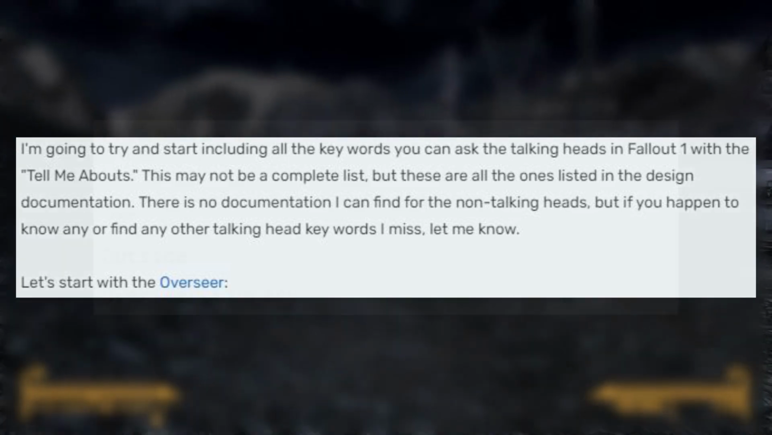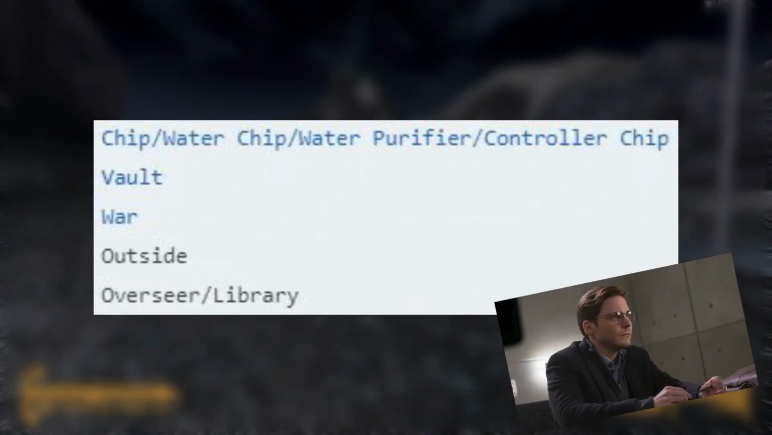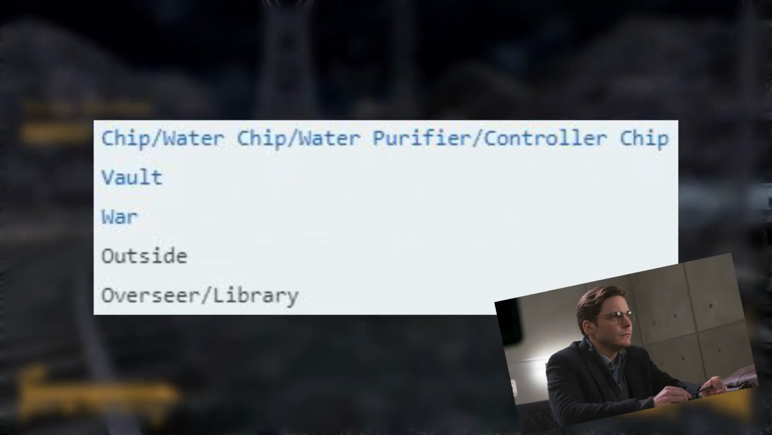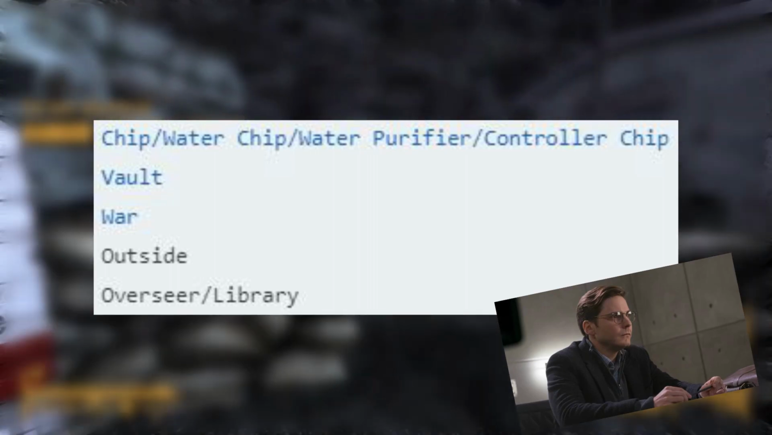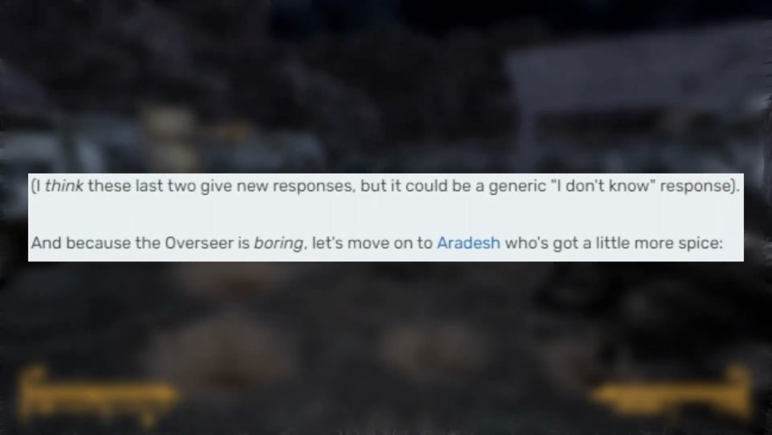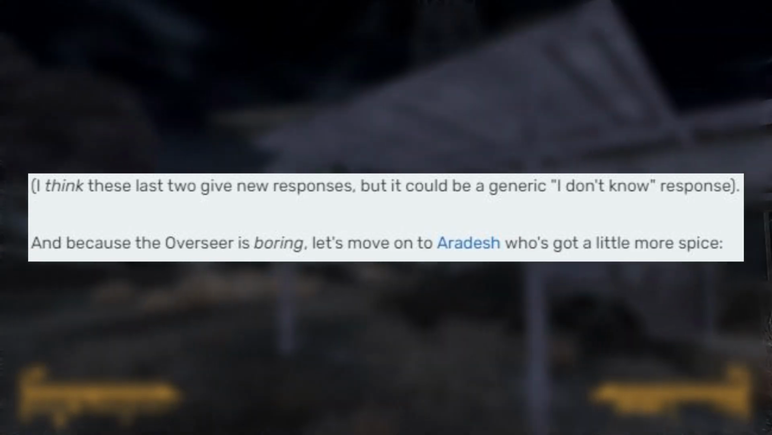Let's start with the Overseer. Chip, water purifier, control chip. Vault, war, outside, overseer, library. I think these last 2 give new responses, but it could be a generic I don't know response.